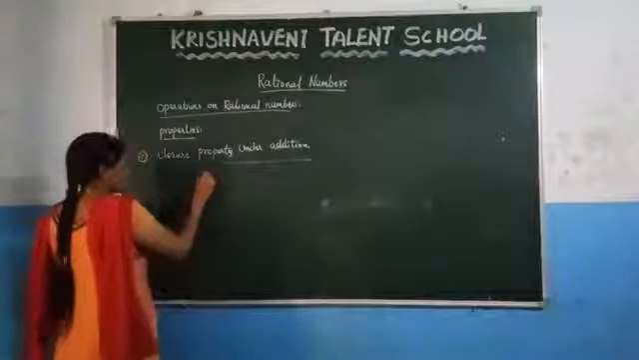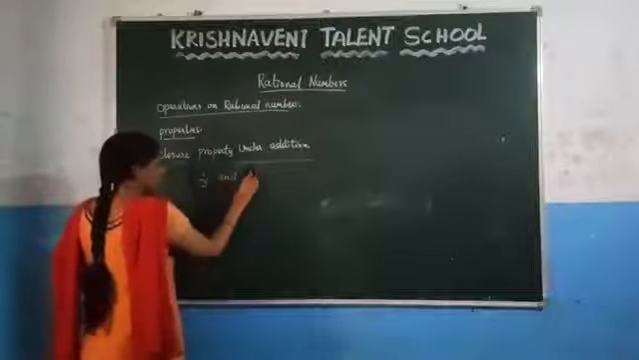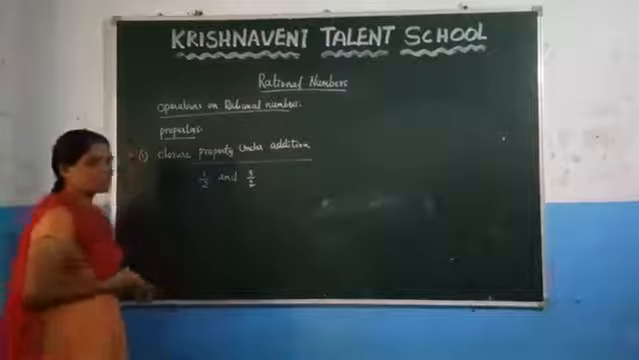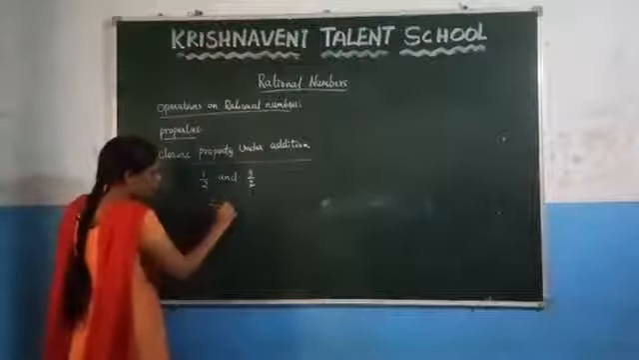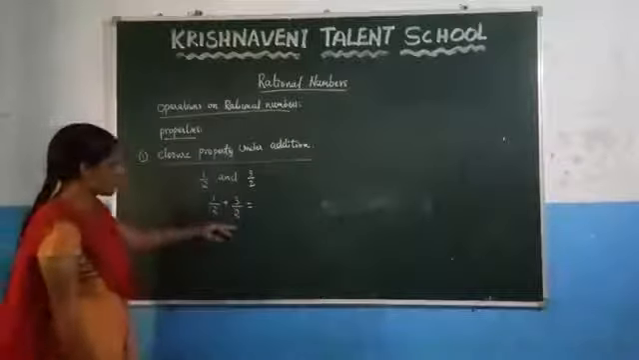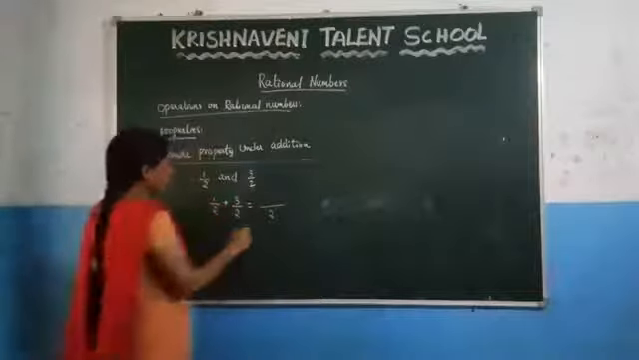Let us consider one example, 1 by 2 and 3 by 2. Now, let us add these numbers, 1 by 2 and 3 by 2. Here, since the denominator is the same, you can take it off and you have to add the numerators.